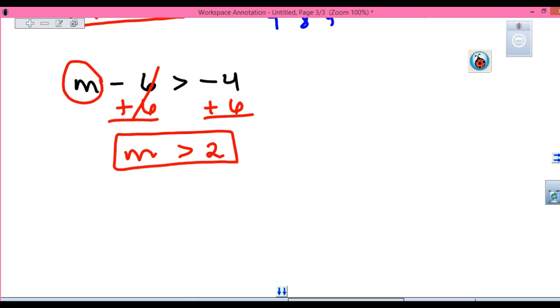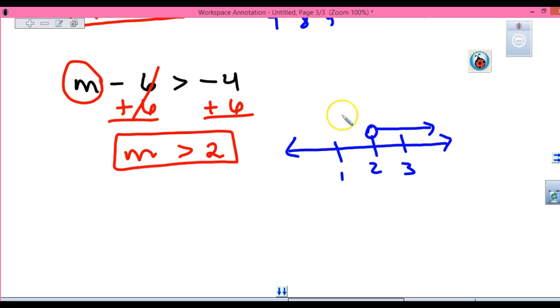Can we graph this? Open or closed? Open circle. And m is all the numbers greater than 2. This graph tells me that all the numbers to the right of 2, so 3, 4, 5, 6, and so on, make this inequality true.